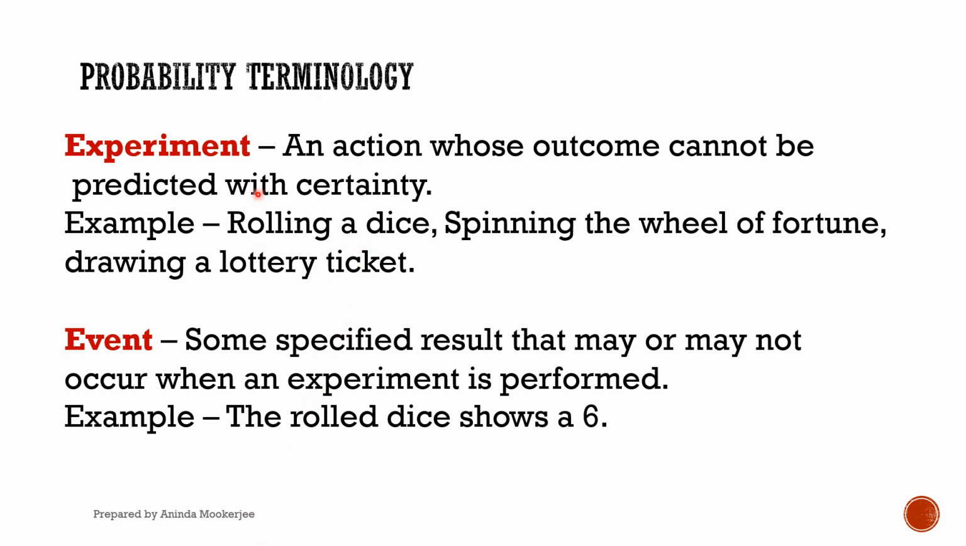So what is an experiment? It's an action whose outcome cannot be predicted with certainty. For example, rolling a dice. When you roll a dice, it has 6 sides, right? And every side has a unique value on it. But we don't know whether it's going to land on a 1 or a 2 or a 6 or a 4. It's a matter of chance. And the process of rolling the dice is an experiment.